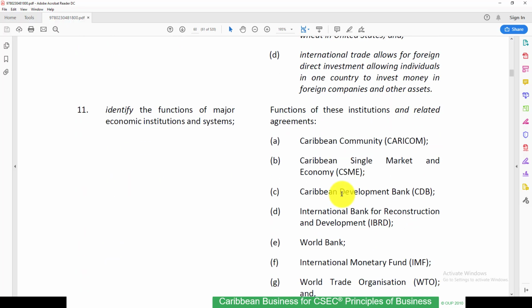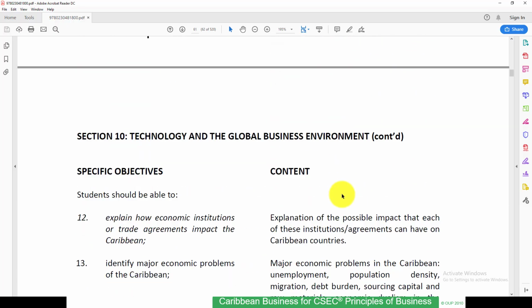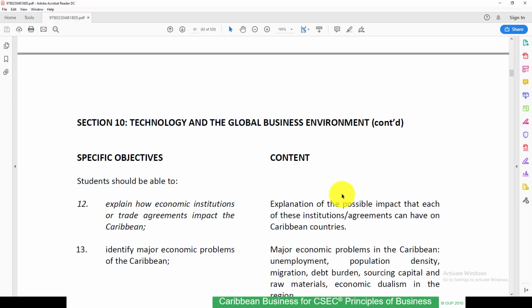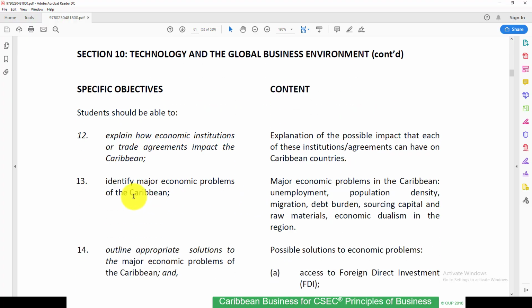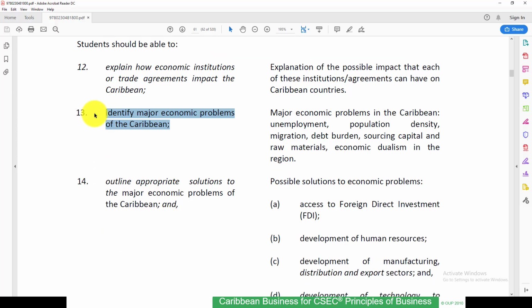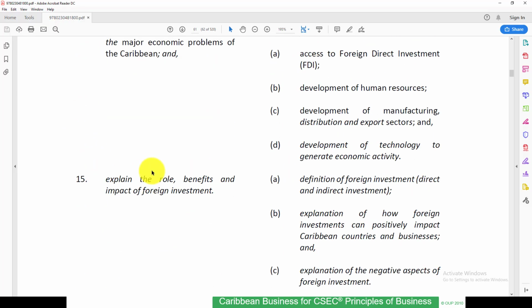So the next one we are going to look at would be, let's see, section 13. Okay, identify major economic problems in the Caribbean. That one we are going to outline. We are going to look at 13 and 14 in the next video.